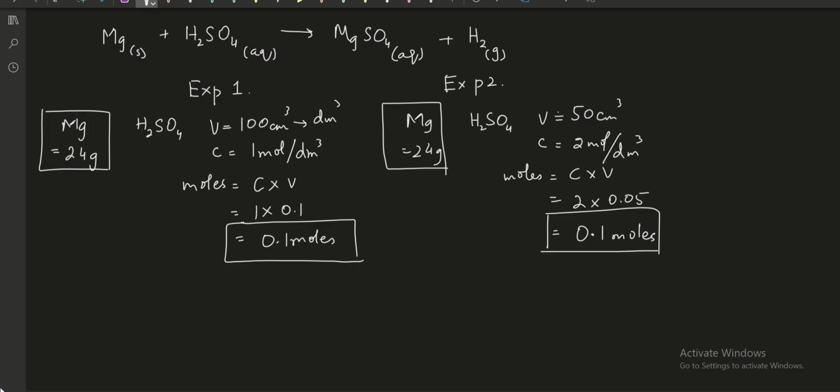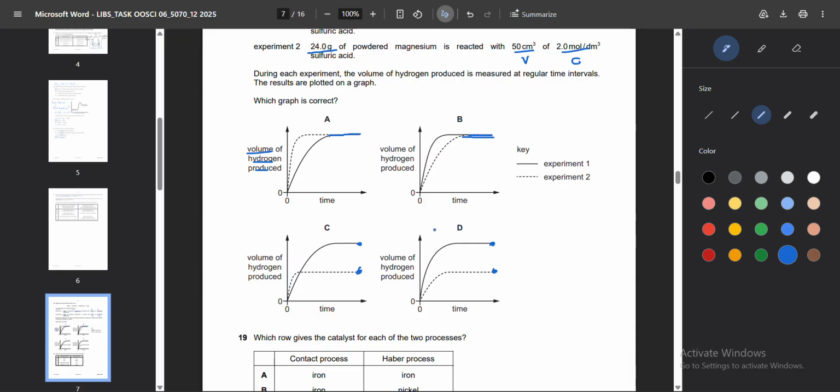So what does it mean? It means that when you have the same moles of acid in both, or the same amount of reactants, then we will get the same volume of hydrogen gas. It means that we will just cross these two options, because here we get different volumes of hydrogen gas in experiment 1 and experiment 2. Now we have to select whether A or B.